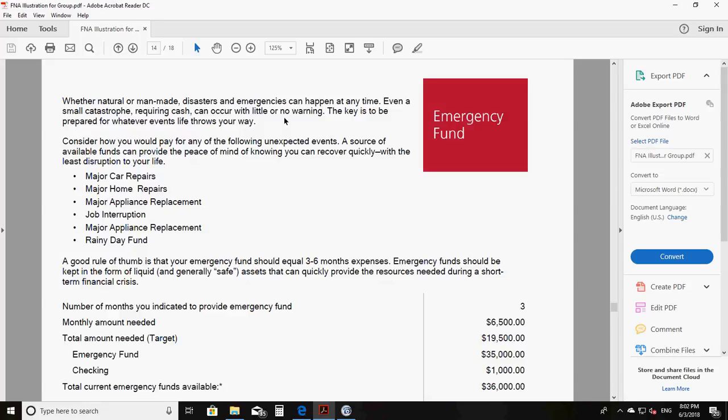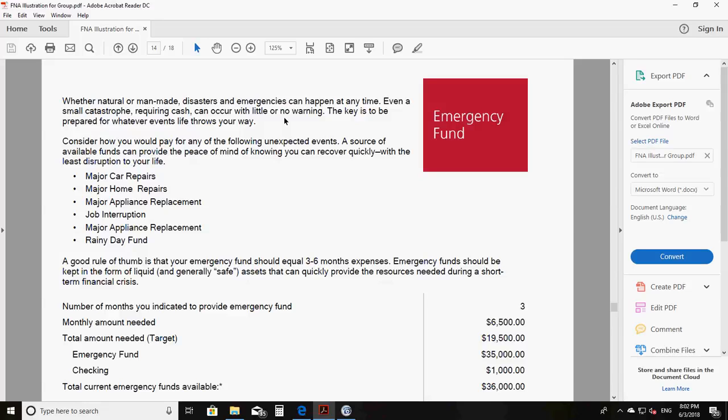Emergency fund. Whether natural or man-made, disasters and emergencies can happen at any time, even a small catastrophe requiring cash can occur with little or no warning. The key is to be prepared for whatever life throws your way. So consider how you would pay for any of the following unexpected events.